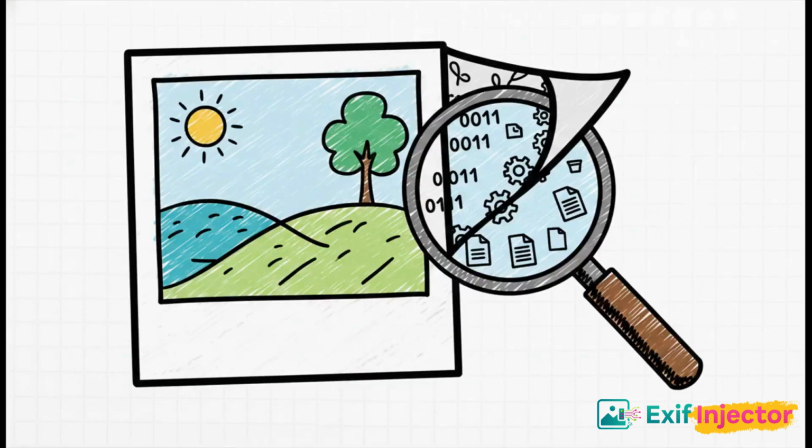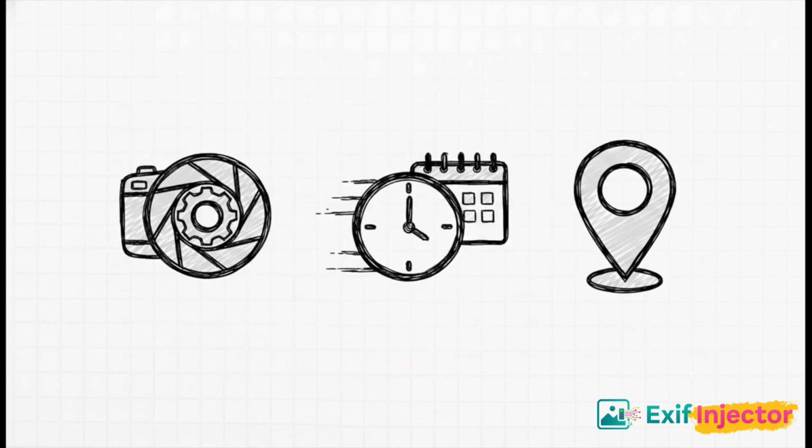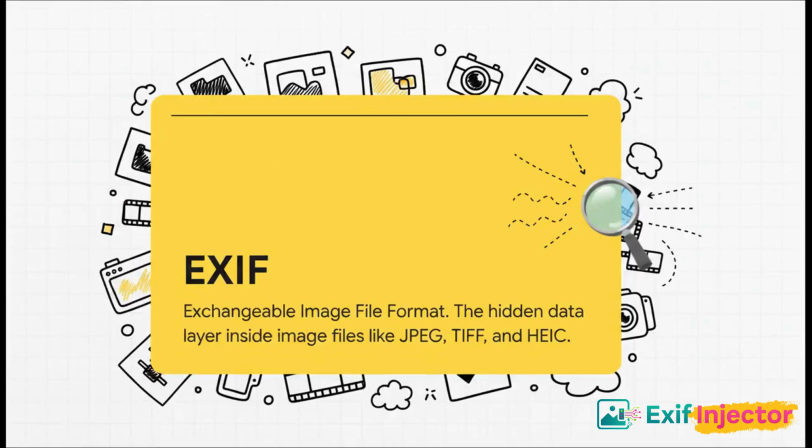It's called EXIF metadata, basically a hidden layer of data baked right into the image. This data can include your camera settings, timestamps, and even your exact GPS location. So Exif is just the standard that stores this info, kind of like a digital fingerprint for your photo.